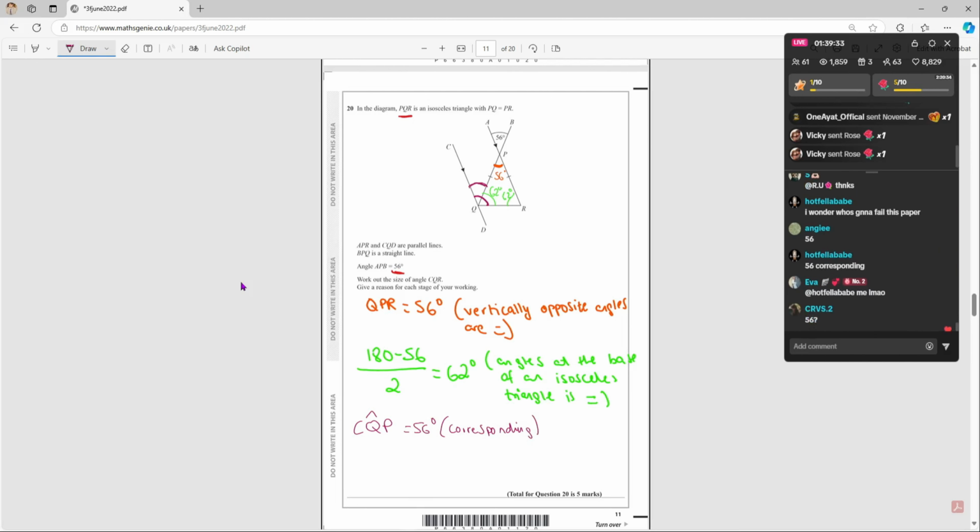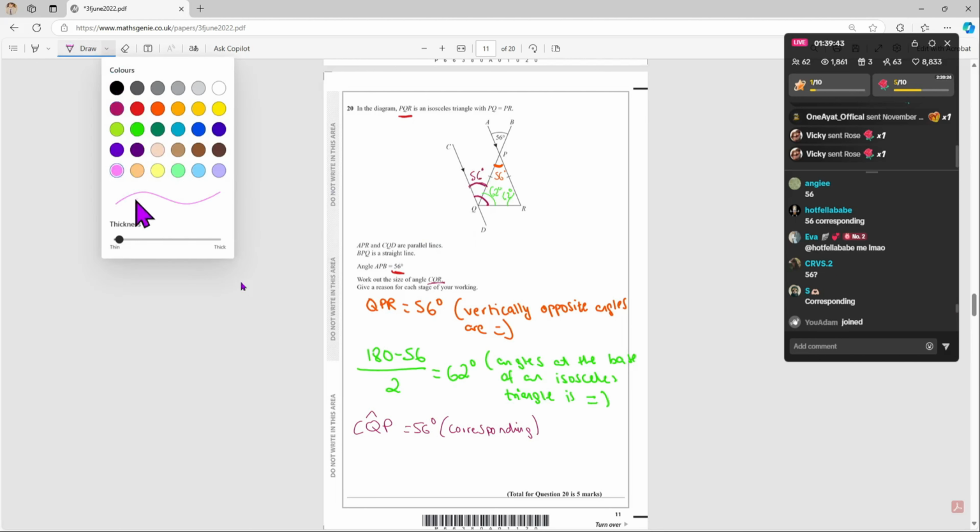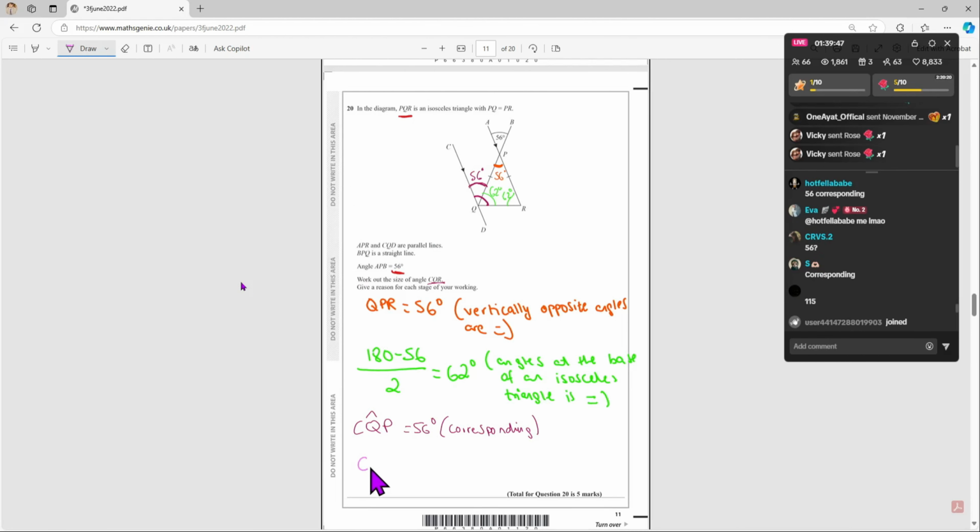Now lastly, once we have done that, we need to work out the size of angle CQR. CQP is 56 degrees and the other angle is 62 degrees. So lastly, angle CQR is equal to 56 plus 62, which will give you 118 degrees as your answer.